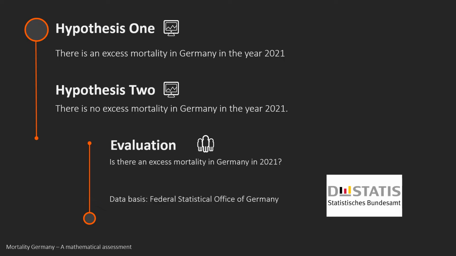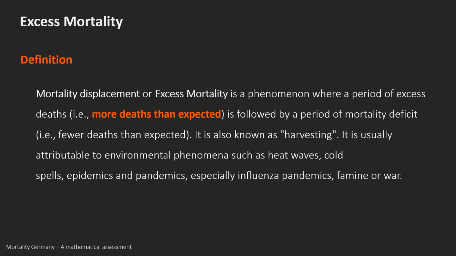We both use the same data provided by the Federal Statistical Office of Germany, going forward called the Statis. Now, before we go into the presentation, let's define what is excess mortality. There are different definitions on Wikipedia and on the internet. Unfortunately, the German and the English one are a little bit different. However, it is important to say that excess mortality is defined as more deaths than expected, meaning it's more than the trend line or prediction would suggest, and that can be through epidemics, pandemics, influenza, war. Now let's go into the presentation with the basis of the hypothesis.